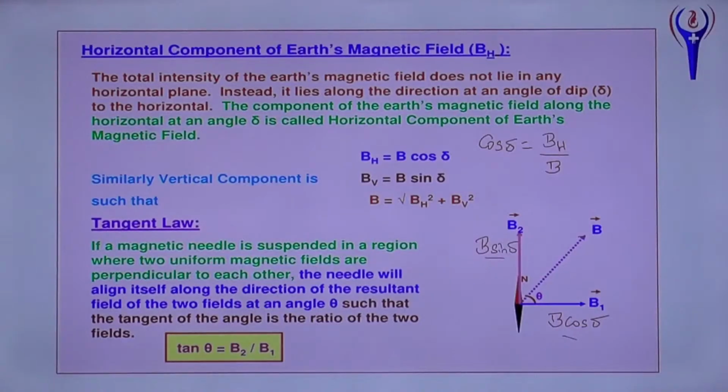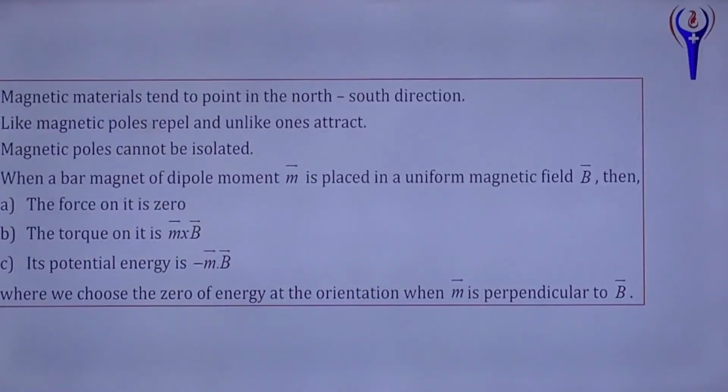Can we move to the next topic? Magnetic materials tend to point in the north-south direction. This we discussed. Like magnetic poles repel and unlike ones attract. Magnetic poles cannot be isolated. What is the meaning of isolated? We can't separate north pole and south pole. You take north pole, I will take south pole, like that we can't keep. If you divide any small piece of magnetic material, it contains both north and south. That is why monopoles do not exist, or magnetic poles cannot be isolated. Isolated means we can't separate north and south.